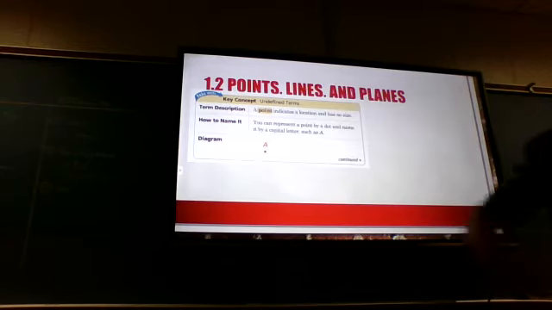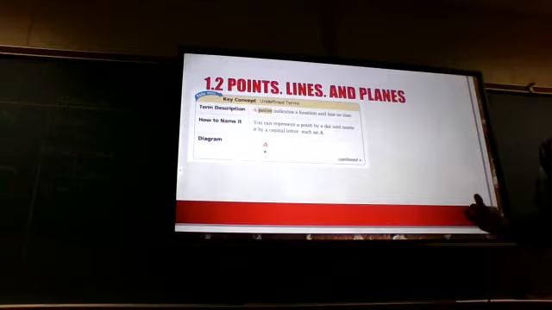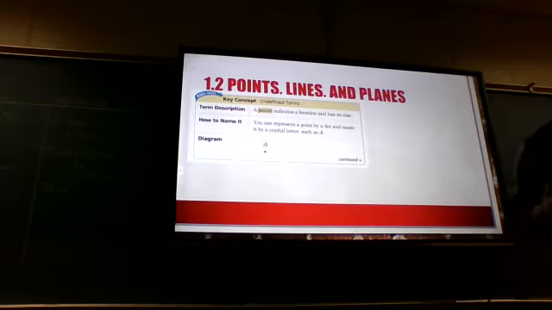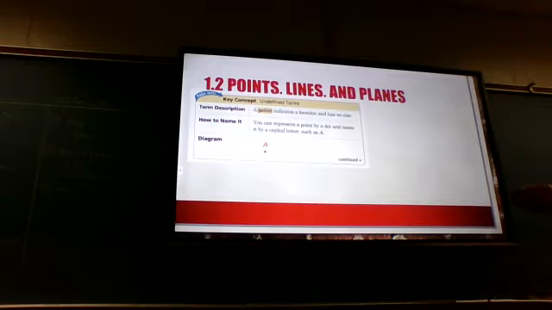Anyways, so we have a point. Now, it seems kind of contradictory that it has no definition. The reason it doesn't have a definition is because you end up using what's called circular reasoning and defining a point by basically saying a point. Does anybody know what another one is?